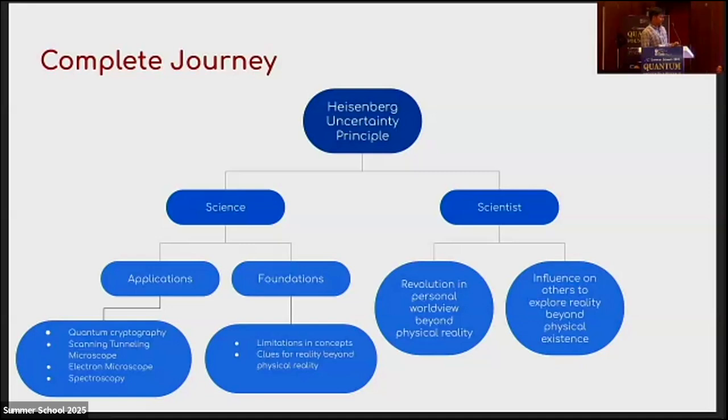This is one aspect. Another one is the scientist. This we miss, but fortunately, with my association with the Bhaktivedanta Institute, I can at least tell. The scientist has two things. One is that he himself, when he undergoes the journey, has a revolution in his personal values beyond physical reality. Even if you see Schrodinger, Schrodinger also has the same experience. Another is influence on others to explore reality beyond physical existence. This one I have shown you. Heisenberg has in a way inspired his son to explore free will in a very biological setup.